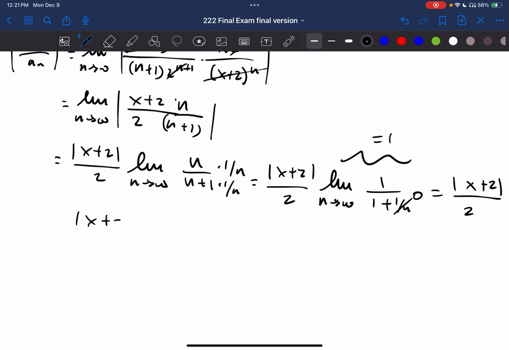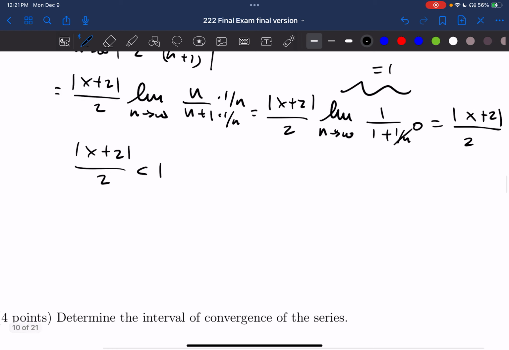So the absolute value of x plus 2 over 2 needs to be less than 1 for it to converge. Therefore, if we multiply the 2 to the other side, we get the absolute value of x plus 2 is less than 2. So we can see our radius of convergence is 2.